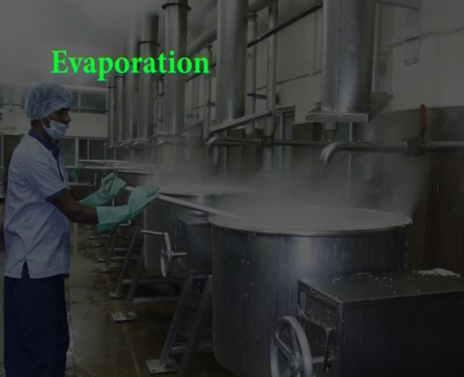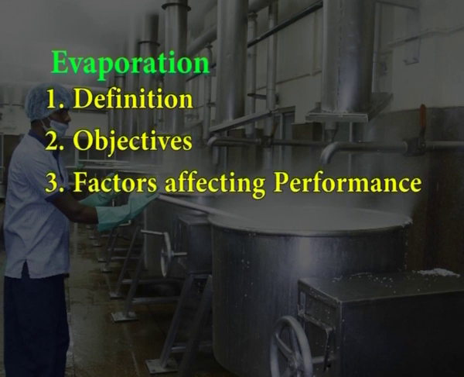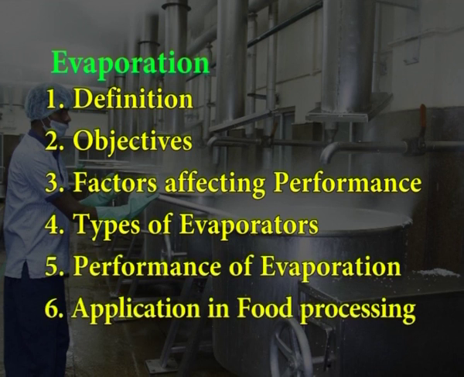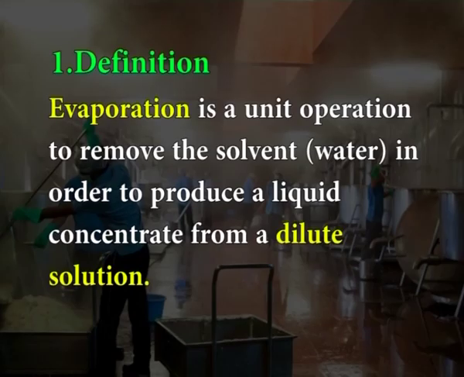The evaporation will be discussed in terms of the basic definition, the objectives, factors affecting the performance, types of evaporators, their performance, and finally the applications in food processing. The basic definition of evaporation is that it is the removal of moisture in order to produce a liquid concentrate from a dilute solution.